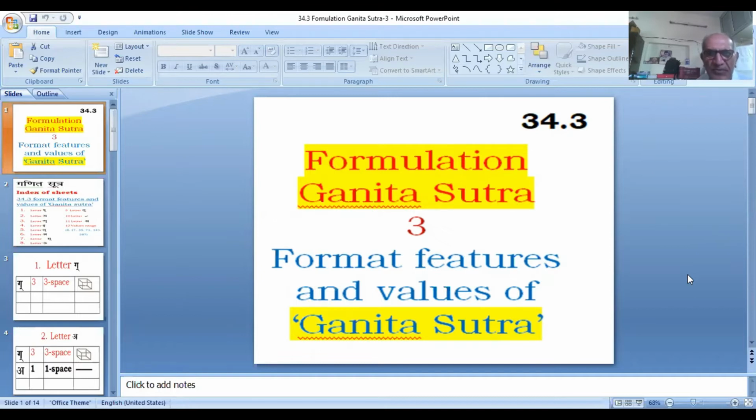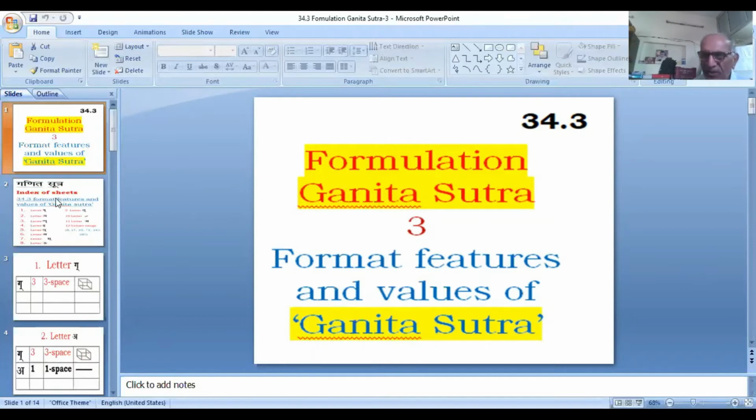This session is being exclusively devoted for the most blissful exercise to be face to face with format features and values of Formulation Ganita Sutra. Let us sit comfortably. Let us permit our transcending mind to be parallel with the organization format features and values of the Formulation Ganita Sutra.